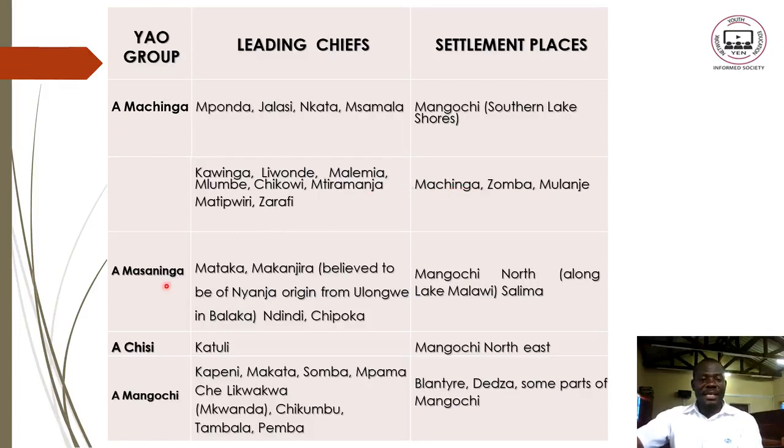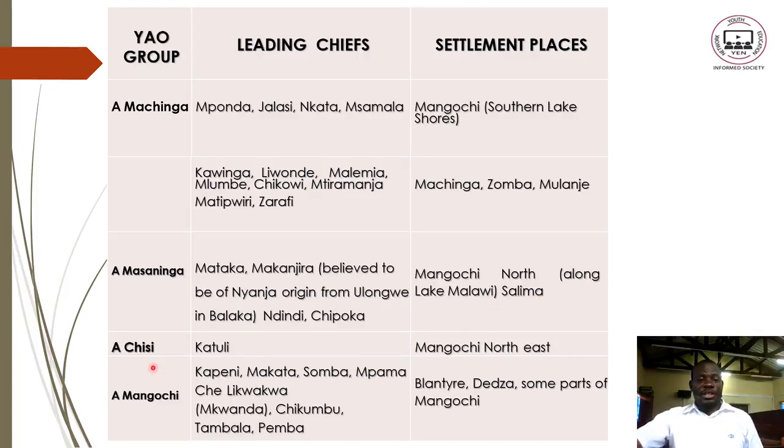Also, Masaninga, remember them? They came from Masaninga Hills. Mataka was their leader, Makanjira, and they are believed to be of Nyanja origin or from Ulongwe in Baraka, and also Ndindi and Chipoka. Those were the leaders. And they settled in Mangochi North along Lake Malawi and Salima.